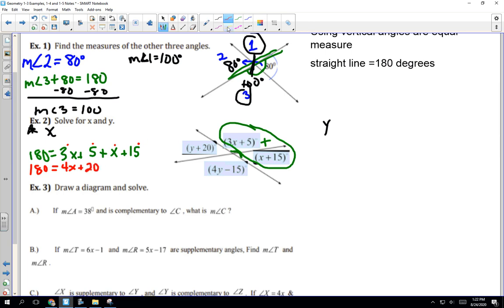And now I'm solving equations. We solved equations the first week we were back just so that we could be here. So this is 160 equals 4x. We're going to divide by 4. And x is equal to 40.